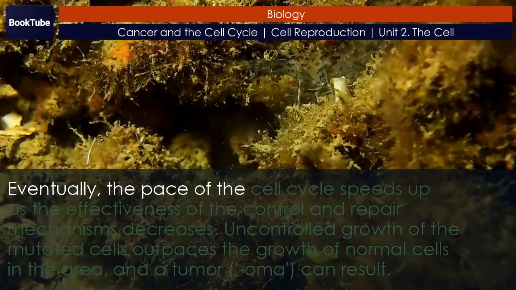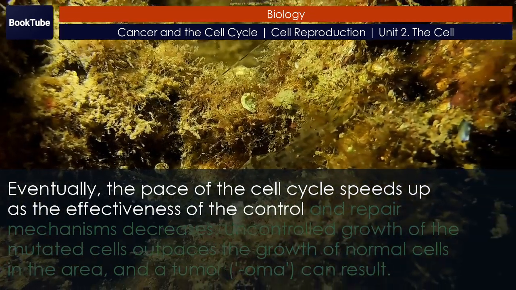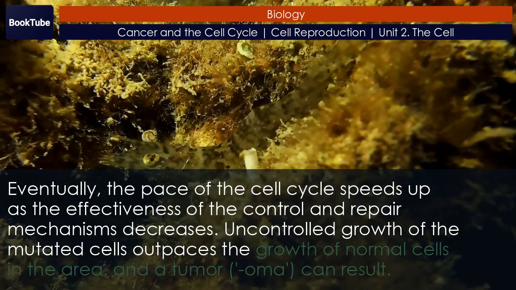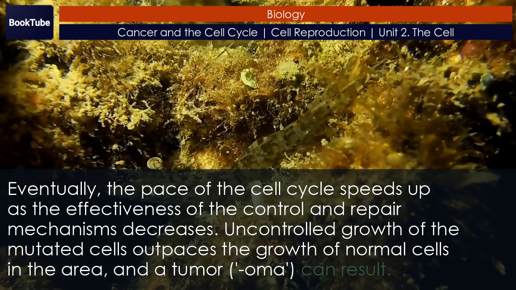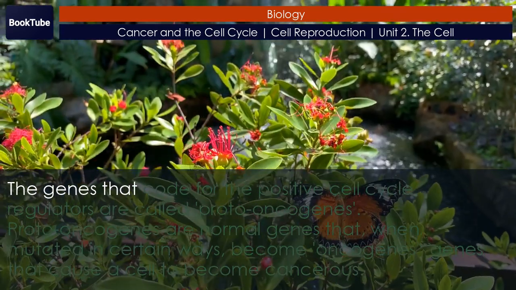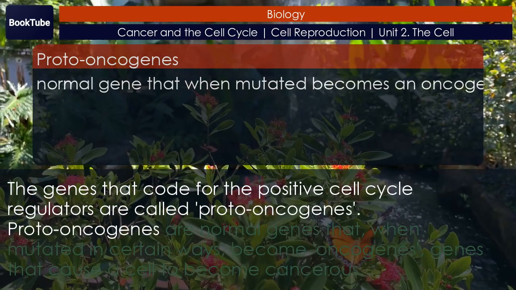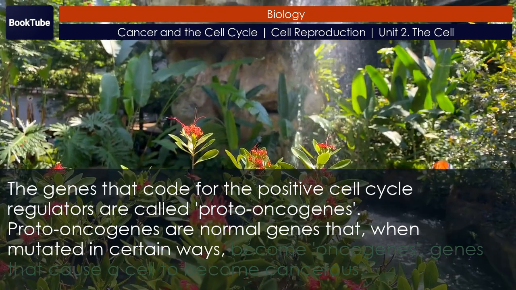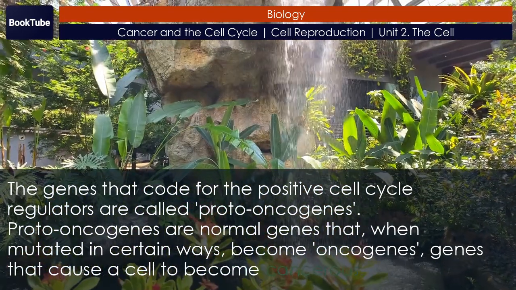Eventually, the pace of the cell cycle speeds up as the effectiveness of the control and repair mechanisms decreases. Uncontrolled growth of the mutated cells outpaces the growth of normal cells in the area, and a tumor, -oma, can result. Proto-oncogenes. The genes that code for the positive cell cycle regulators are called proto-oncogenes. Proto-oncogenes are normal genes that, when mutated in certain ways, become oncogenes, genes that cause a cell to become cancerous.